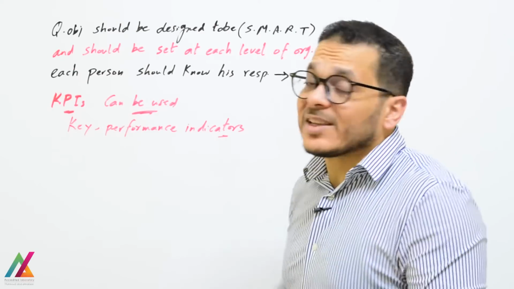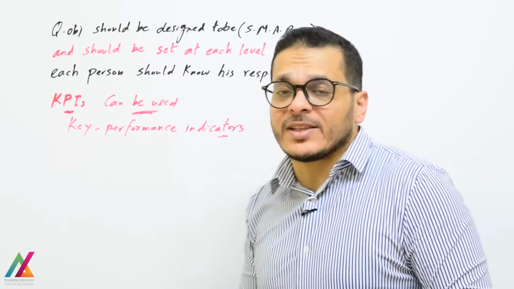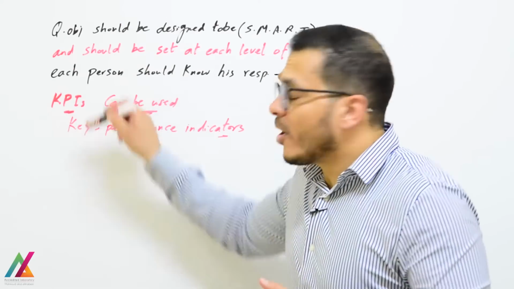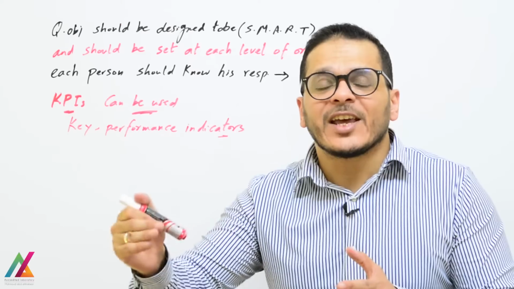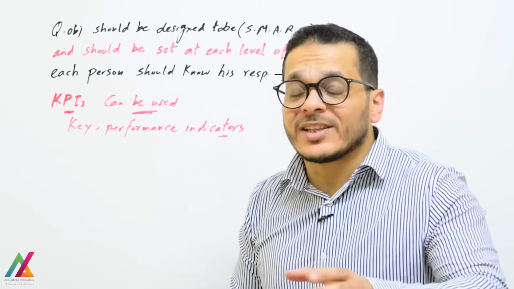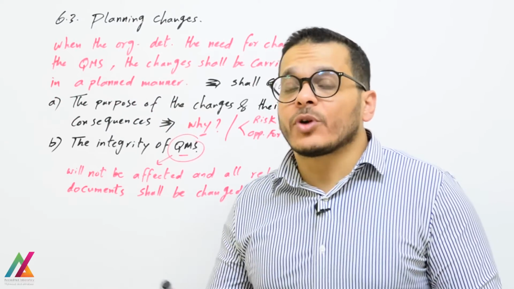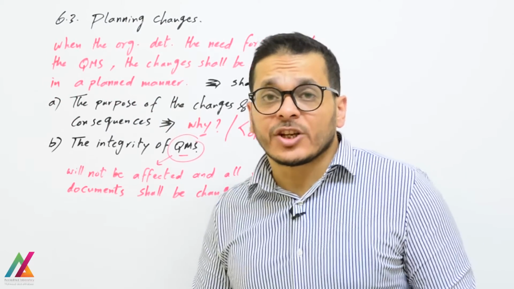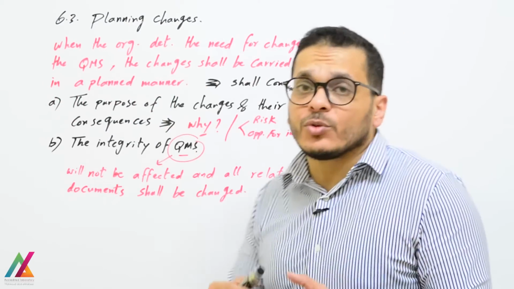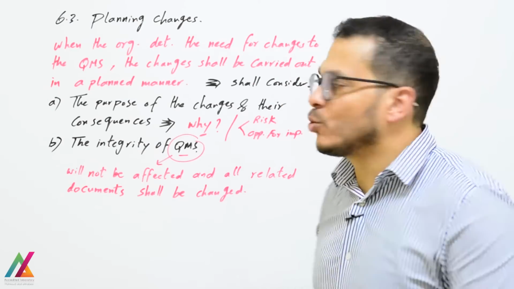And KPI is very important. KPIs, key performance indicators, can be used in this case. In KPI, each person will have his quality objectives, and they will be measurable, quantitative, and timed. And as I said before, you should have a plan for everything inside the organization, even for changes. If you need to modify anything in the quality management system, you shall have a plan to do this.